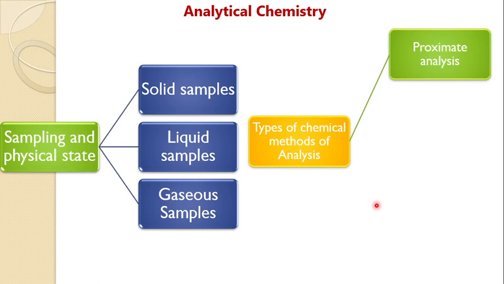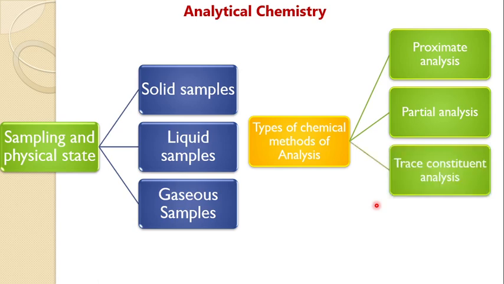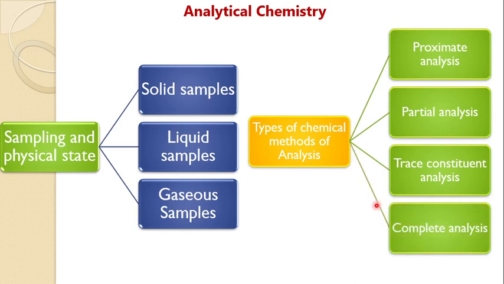In the partial analysis, selected constituents in the sample are determined. In the trace constituent analysis, a partial analysis determines the specific component present in very minor quantity. That is the trace constituent analysis. And the last one, complete analysis, in which the property of each component in the sample, the sampling size, and the proportion of analyte is determined. That is the complete analysis.